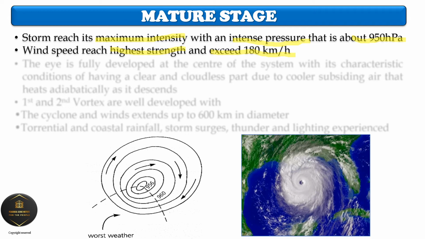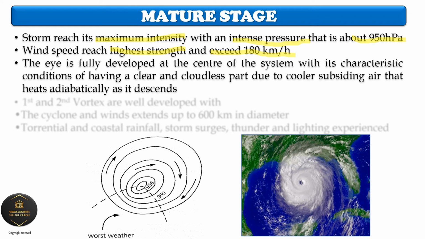Remember, they go up to 300 kilometers per hour. They're very strong, associated with catastrophic conditions. And of course, the eye is fully developed, right? Eye fully developed where? At the center of the system. And remember, the characteristics of the eye is that in that region there are clear skies, so it is cloudless, and we have cooler air subsiding from the upper atmosphere.